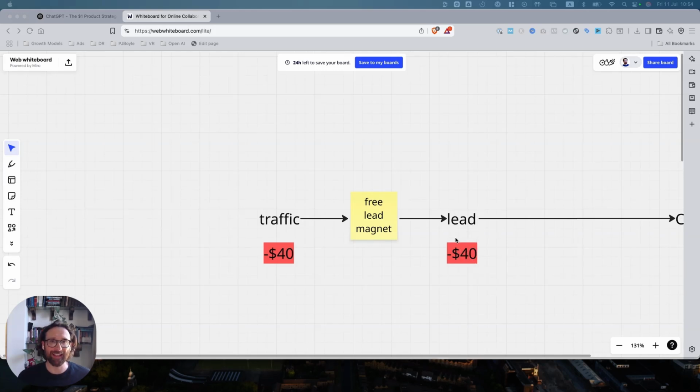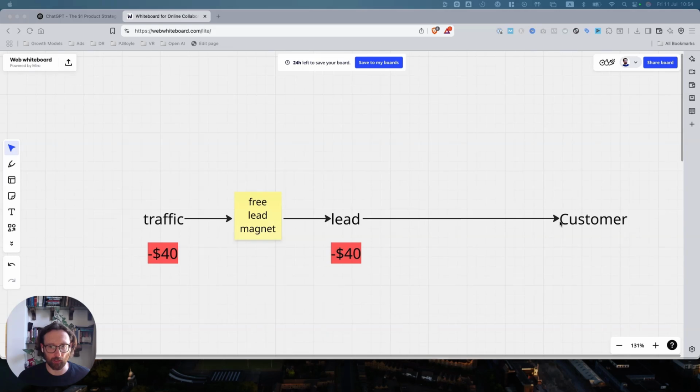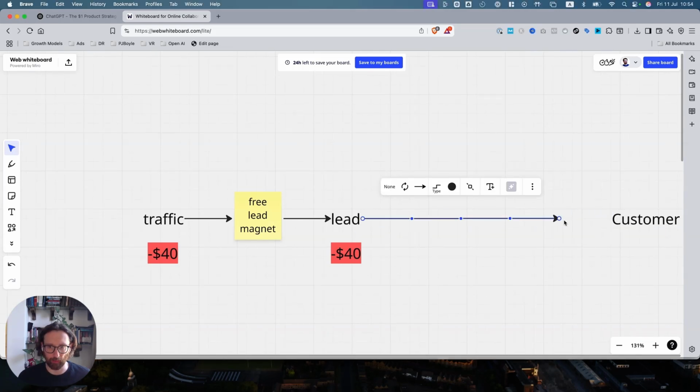The problem is a lead is not a customer. So you spent $40 to get somebody on your list, and then there's this long nurture cycle to get them to become a customer. And this cycle here is getting longer and longer as time goes by, making it harder and harder for people to run this profitably. You need a huge number of leads to get a handful of customers. It's very inefficient. A lot of time and a lot of money is wasted.